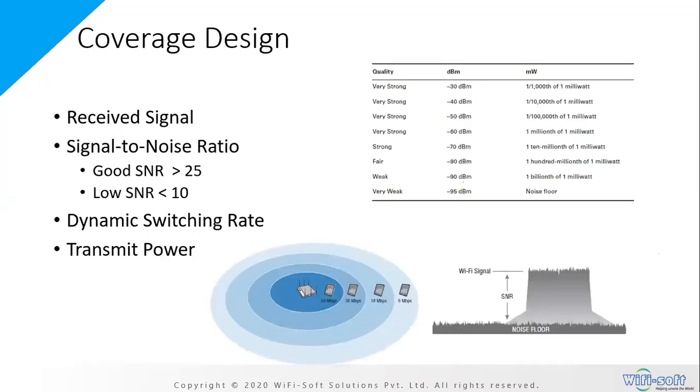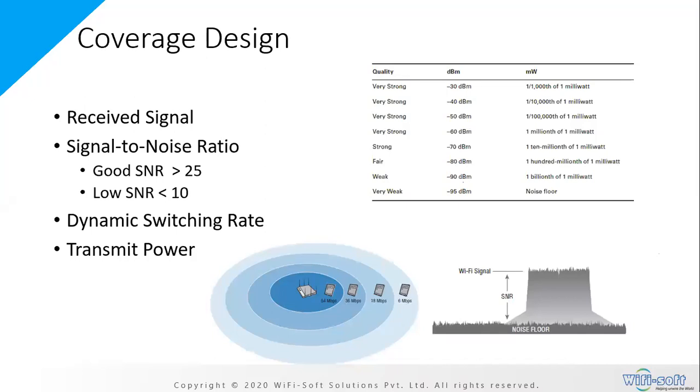So, coverage. On the left hand side, the text tells you the different things you need to be worried about when you are doing coverage design. This is very important because almost everyone is concerned about coverage. Everyone is trying to optimize the number of access points that need to be deployed. The fewer, the better, because it saves cost, correct? So let's look at these concepts one by one.